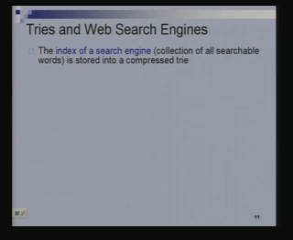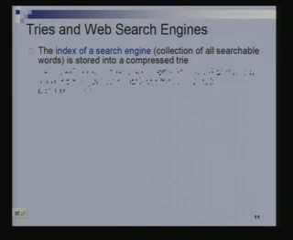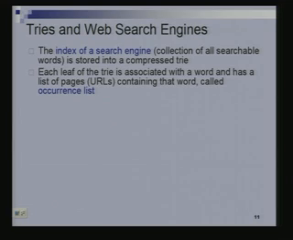Okay. Now tries are very useful. They are used in web search, because you can imagine why. You go into Google, you type a word, and it retrieves to you all the web pages that have that word. So the index, that part which helps you retrieve all the things, is called the index of the search engine. So it is stored as a compressed trie typically. I'm not saying that Google does it this way, but this is what a generic search engine would do.